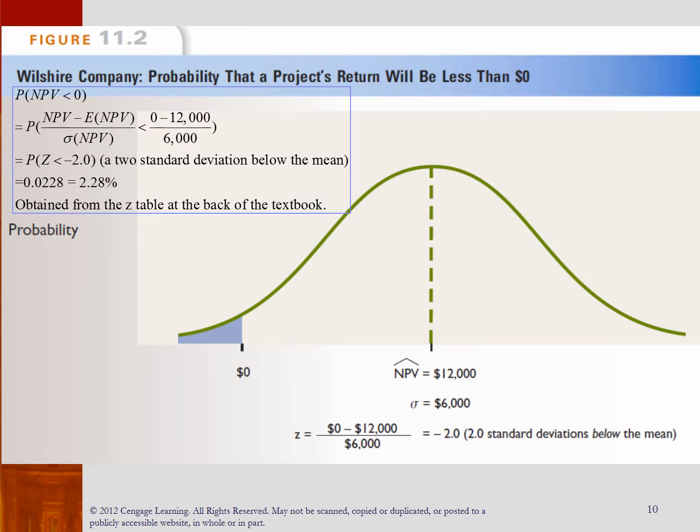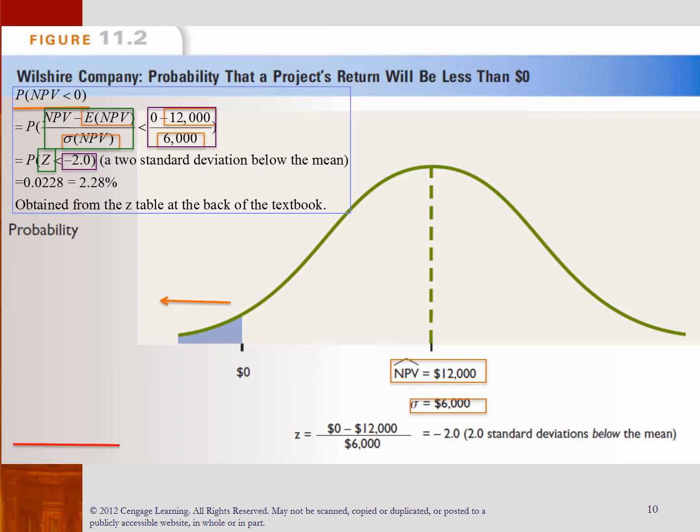This slide provides an example of using the simulation and the z-score to analyze the probability of an outcome of interest. We are interested in the probability of the net present value less than 0. That is, we can write it as the probability of net present value is less than 0. Because the net present value is normally distributed, we can transform it to the z-score by subtracting the expected value and then dividing by the standard deviation. That is, we want to find out the probability that the z-score is less than -2. We obtain the probability equal to 2.28% from the table at the back of the textbook.